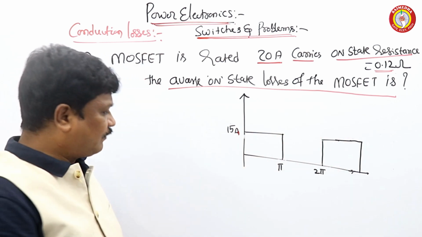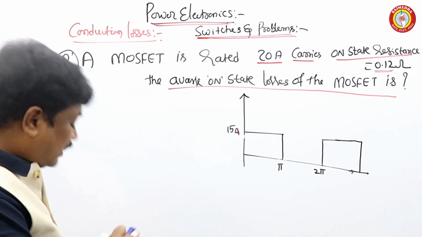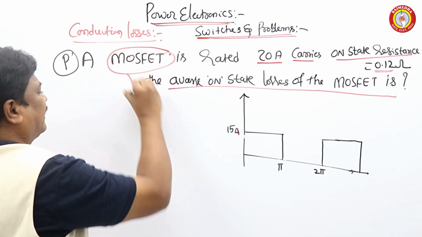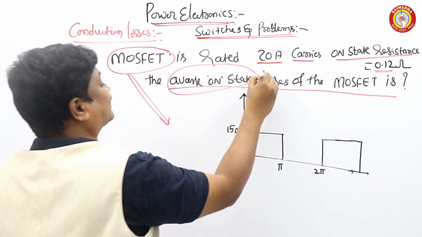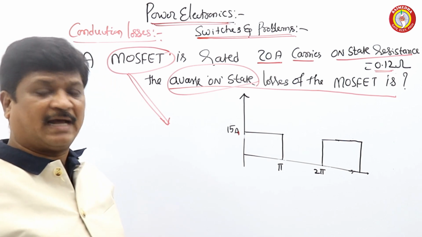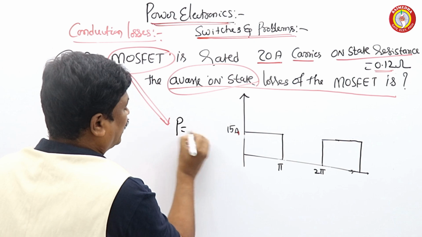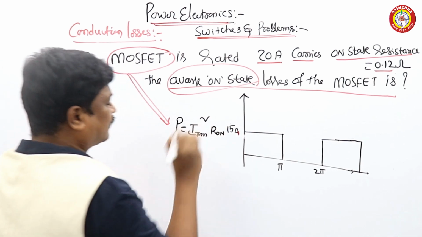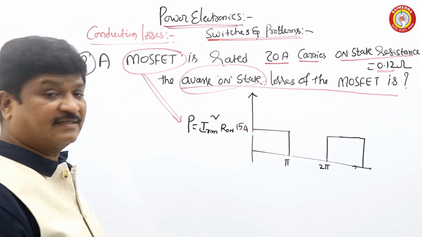Now, how to calculate this? What is the formula we have to use for the calculation of power losses? First, observe what device is given. MOSFET is given. We are calculating average power loss, but what is the formula used for this power loss? P is equal to IRMS square into R on, that is, IRMS square into the on-state resistance.